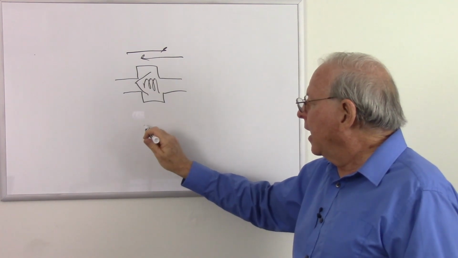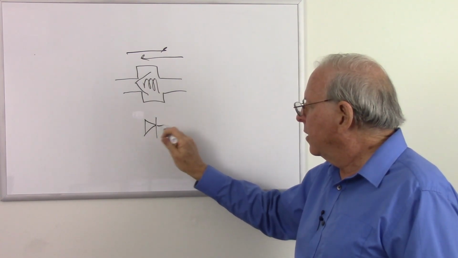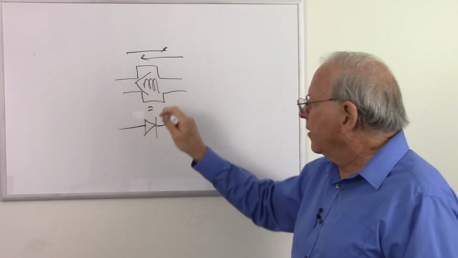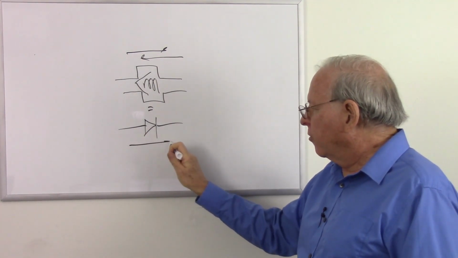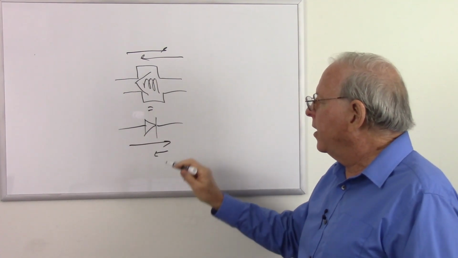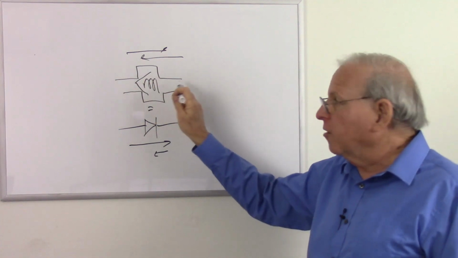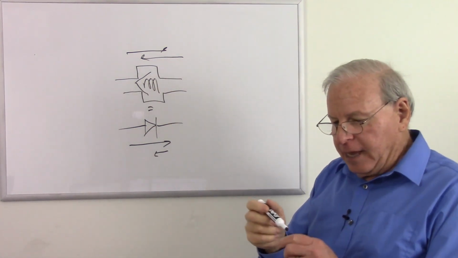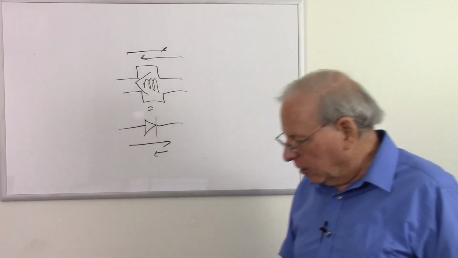So a diode, that is pretty much equal to that. It allows electric current to flow that way, but not that way. This allows water or air to flow that way, but not that way. A transistor, I'll talk about that in a little more detail.